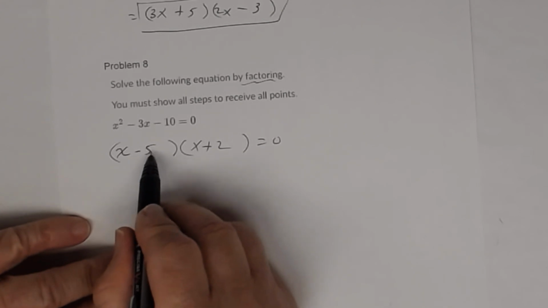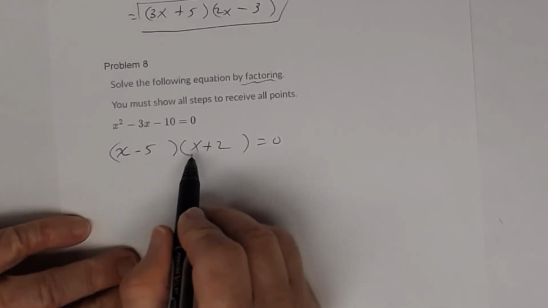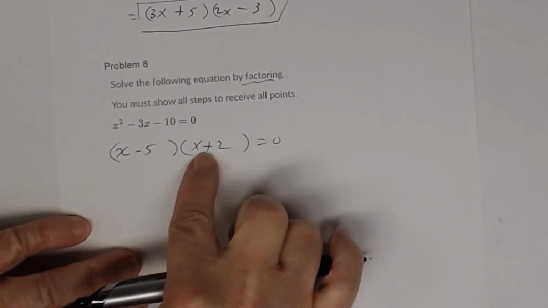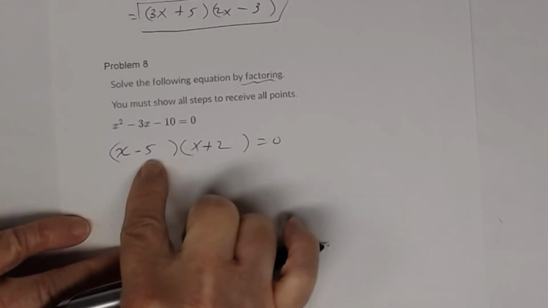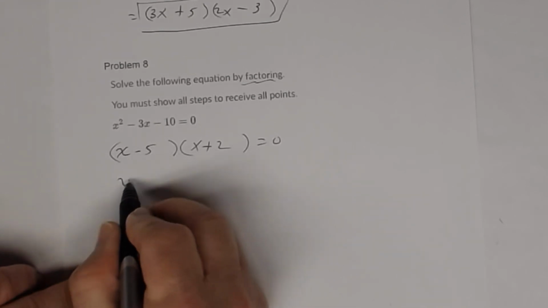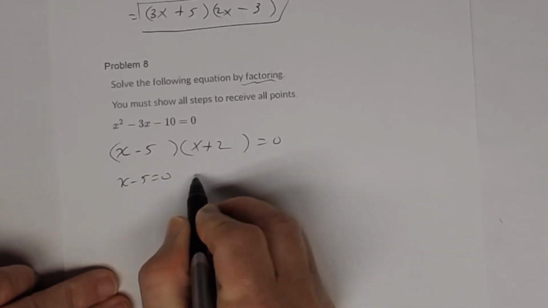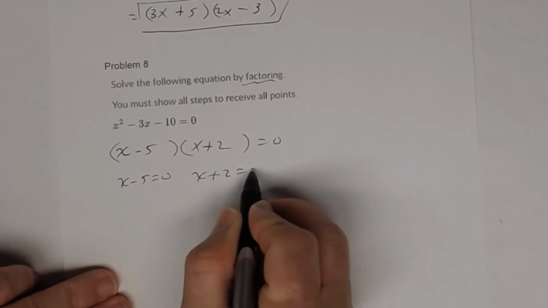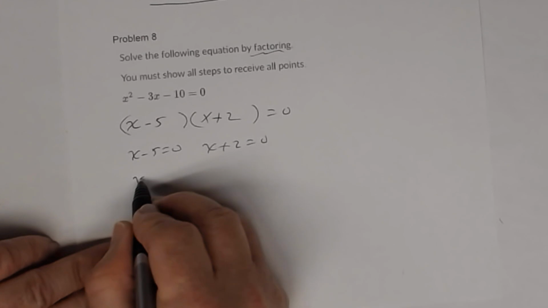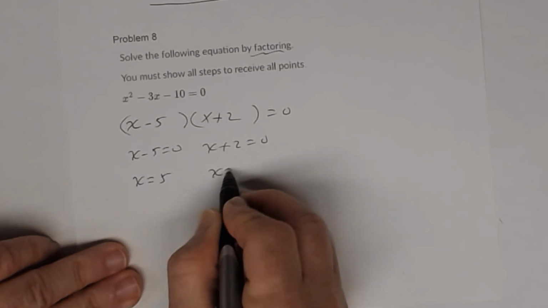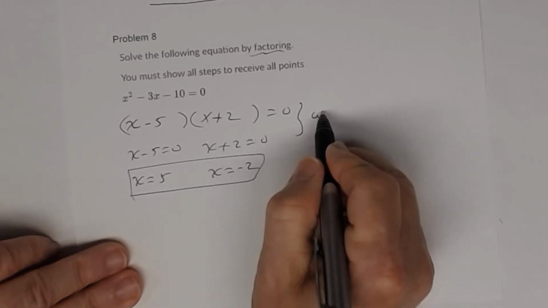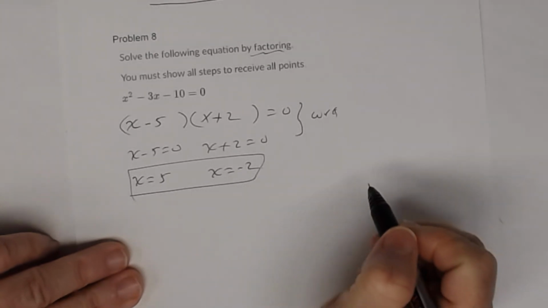The next step you had to show was the fact that you are using the zero factor property. Remember, the zero factor property says when you have 2 or more factors whose product is 0, then one of those has to equal 0. So then you're going to say x minus 5 equals 0 or x plus 2 equals 0, and then solve each of those linear equations. So x equals 5 and x equals negative 2. So again, there's your work, and there's your solution. There's your answer.